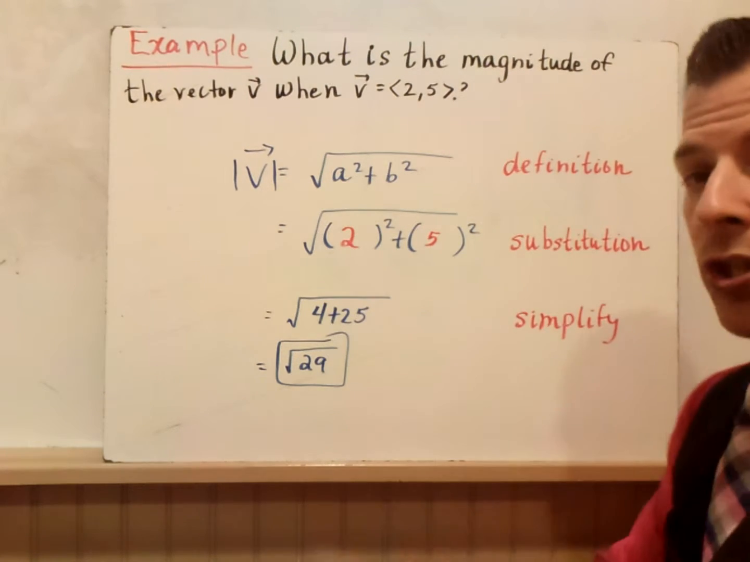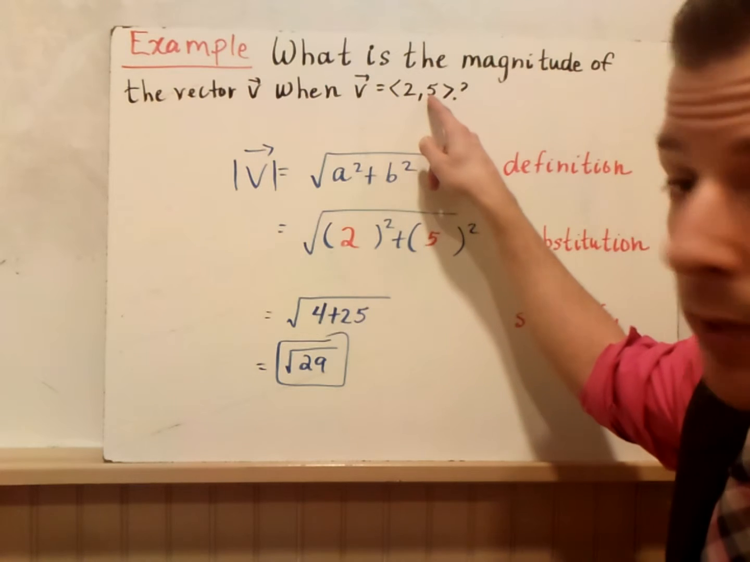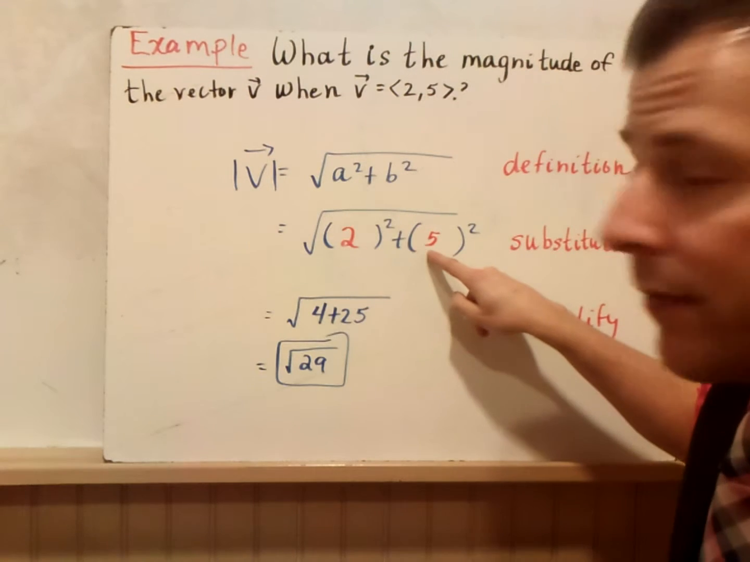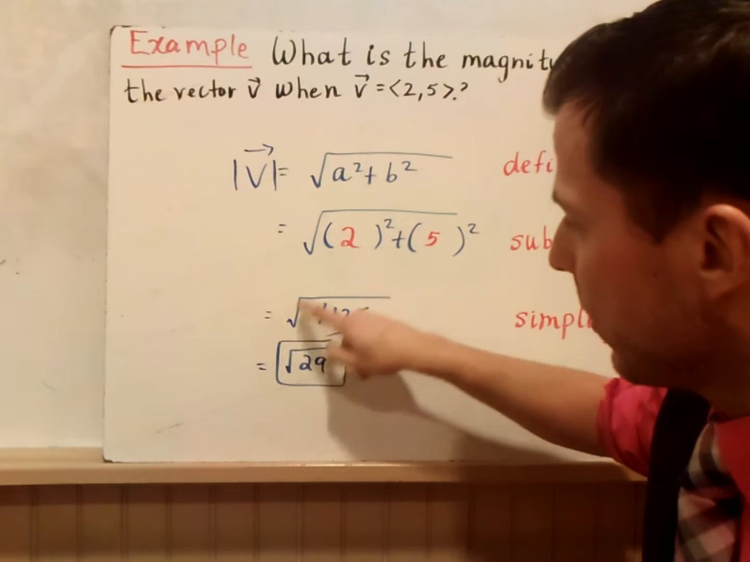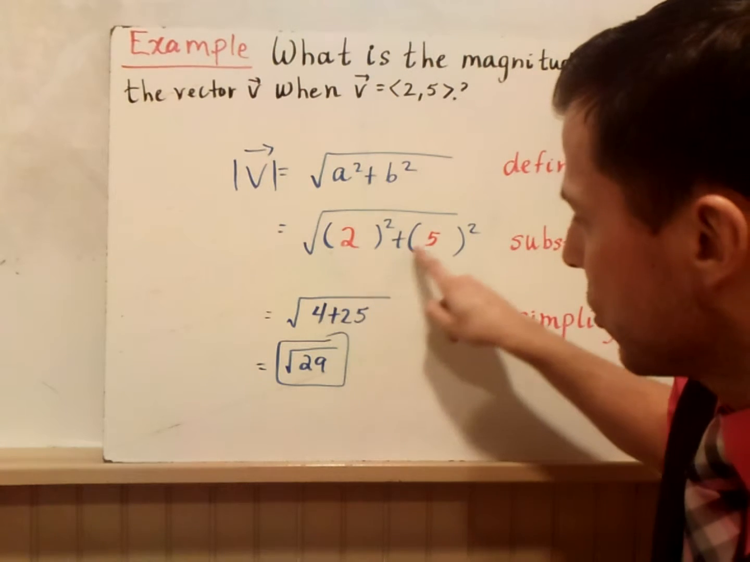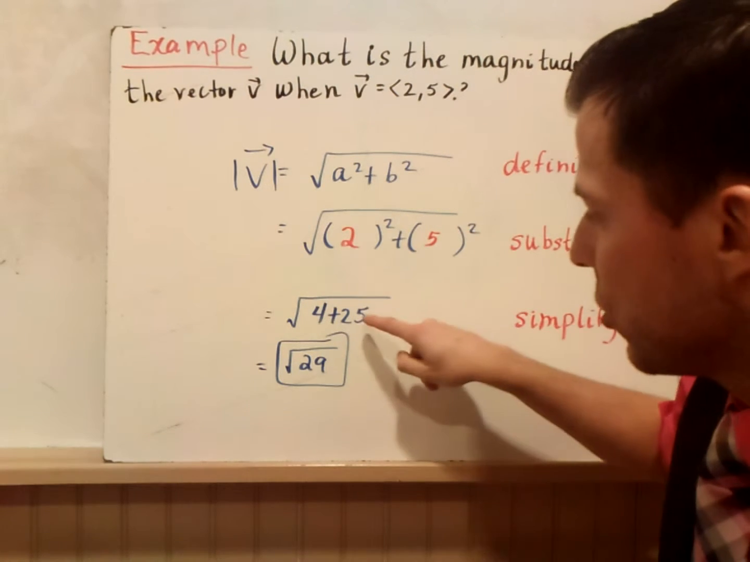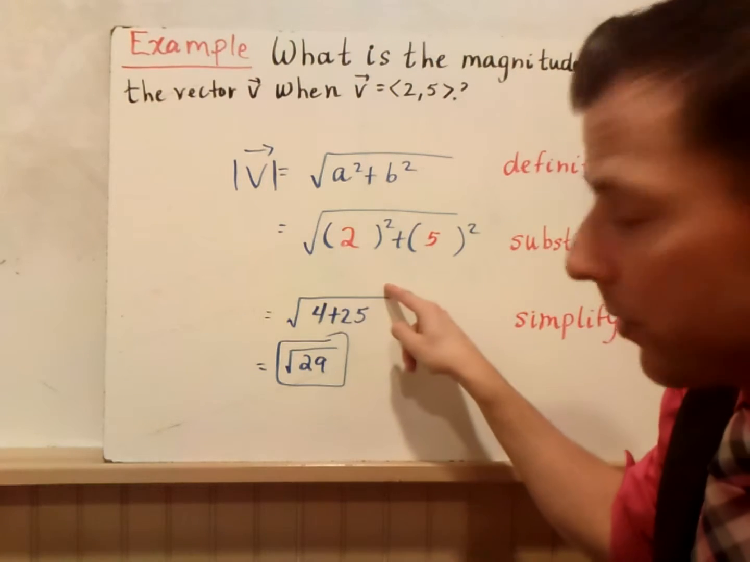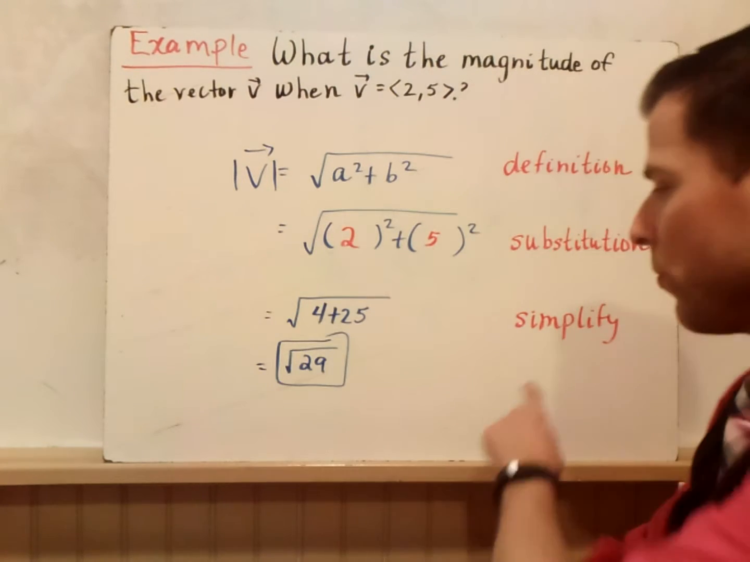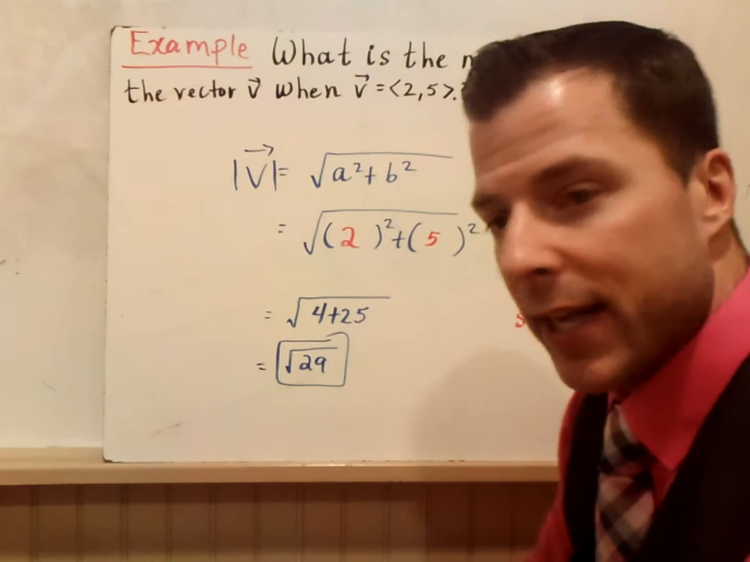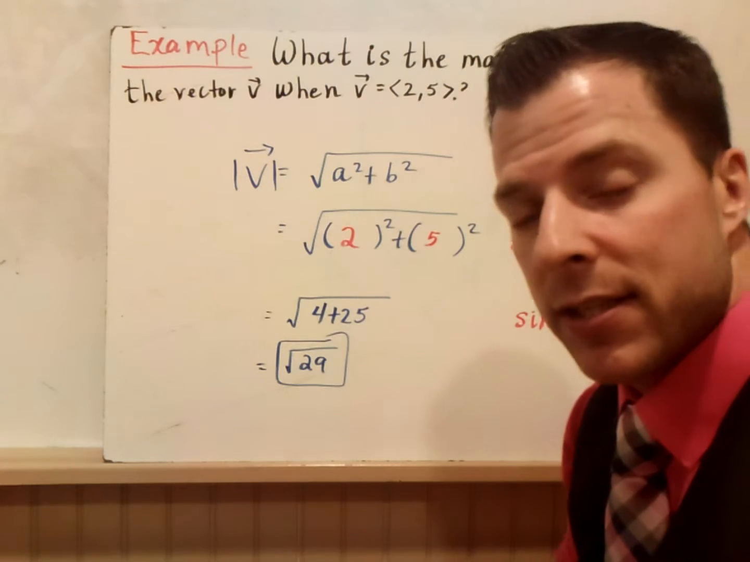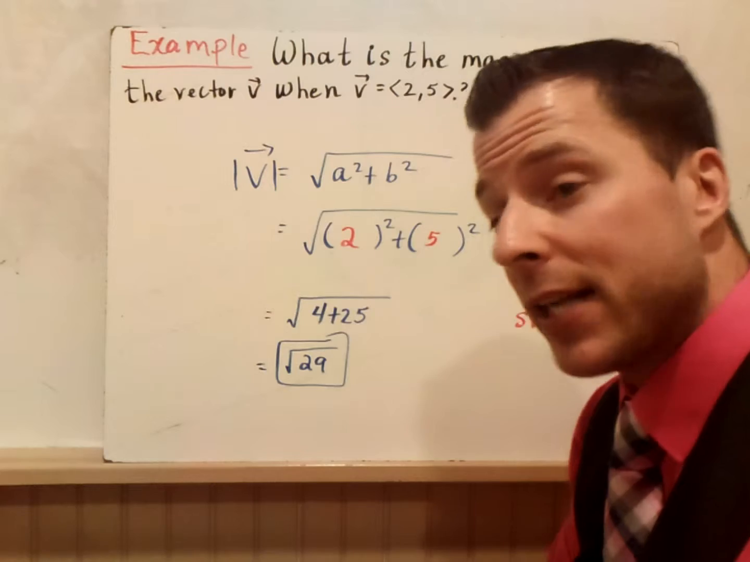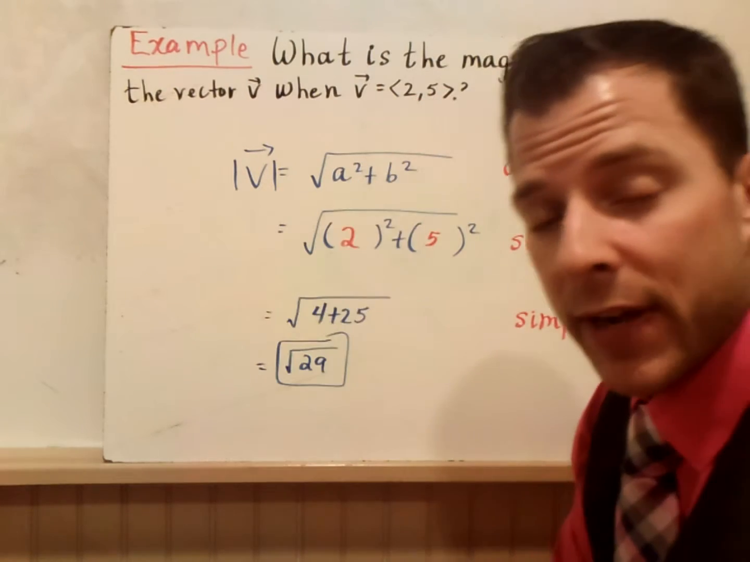Step 2, I'm going to substitute. A is the first value, b is the second value. So 2 and 5 go in. Then I have the square root of 2 squared, which is 4, plus 5 squared, which is 25. So it's 2 squared plus 5 squared, all under the radical, which just gives me root 29. I can't simplify that anymore. So that's the distance, or the length, the magnitude of that component vector.